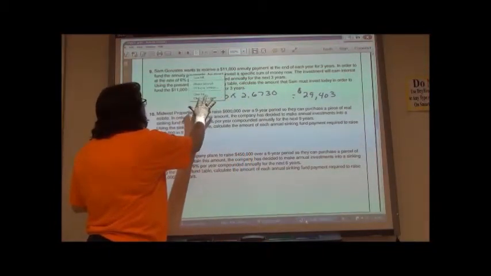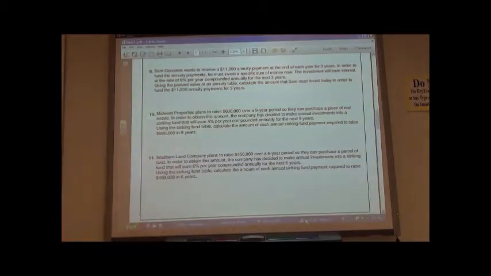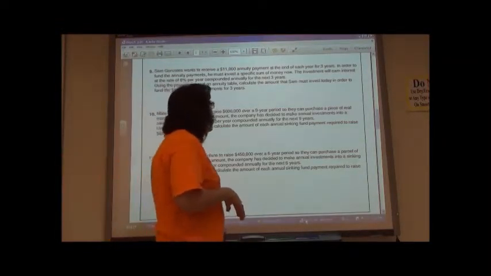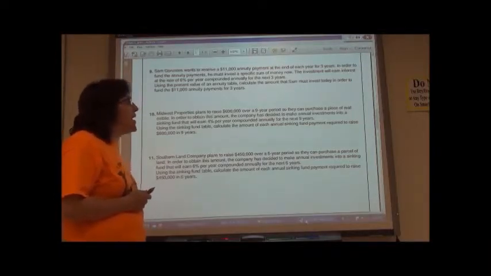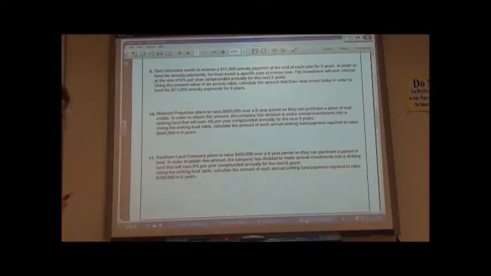Problems 10, 11, and 12 are sinking funds. We're still using a table, and it works the same way as all the other tables did. Midwest Property plans to raise $600,000 over a 9-year period so they can purchase a piece of real estate. In order to obtain this amount, the company has decided to make annual investments into a sinking fund.